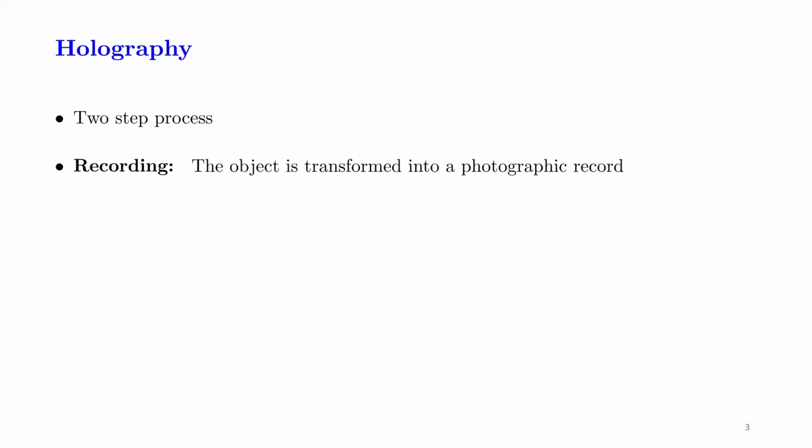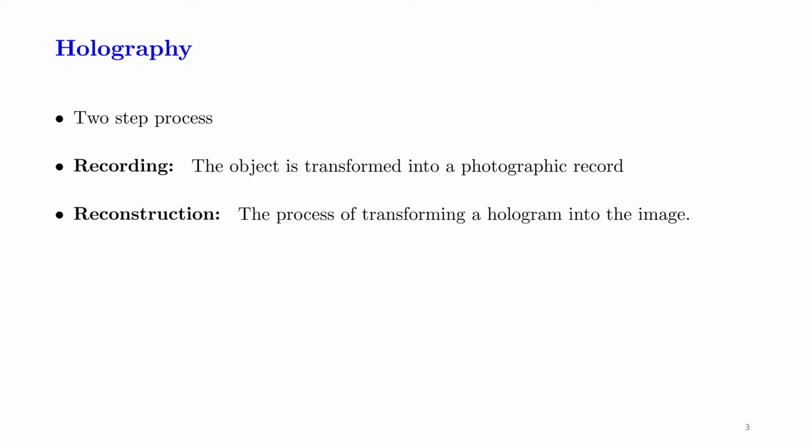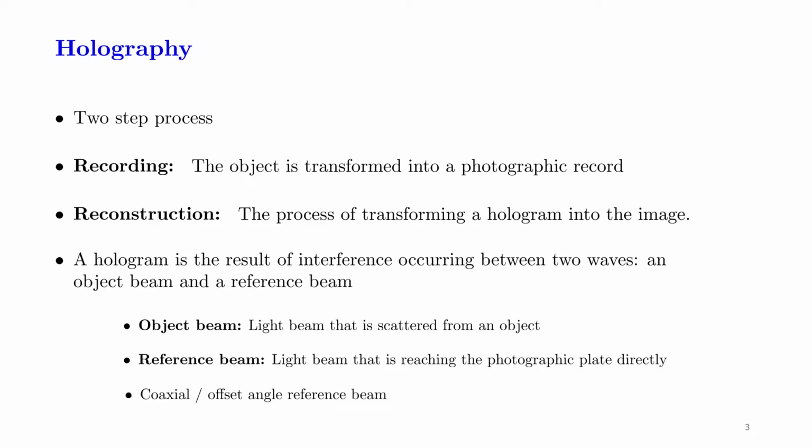Holography is actually a two-step process. The first step is the recording of the hologram, where the object is transformed into a photographic record. The second step is the reconstruction, in which the hologram is transformed into an image. Unlike conventional photography, a lens is not required in either of these steps. And a hologram is the result of interference occurring between two waves. The first one is an object beam, and the second one is the reference beam.